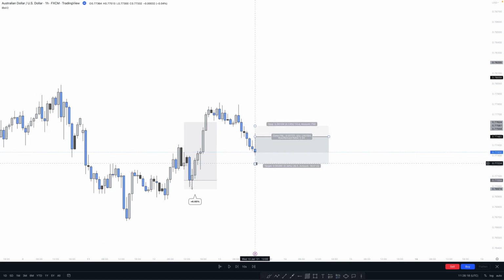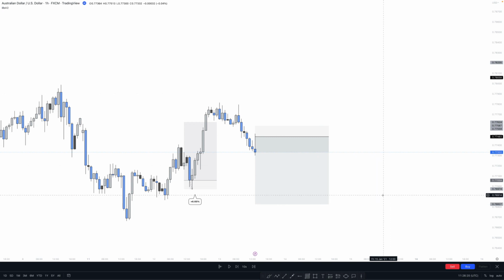I personally do not like aggressive continuation trades on AUD/USD. We didn't have enough momentum here. Price was coming back from this massive price action. To consider this as a continuation is really aggressive, because we didn't have enough momentum here. Small retrace, and then again not enough momentum here.